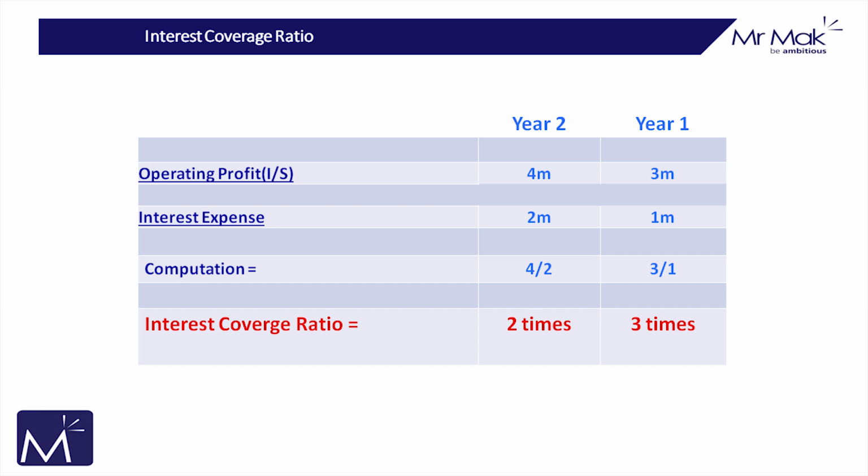In the second year, the profit before interest and tax is 4, the interest expense is 2, our interest coverage ratio has dropped to 2 times. So there's been a deterioration of sorts.